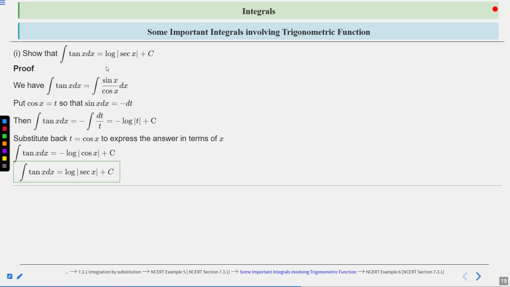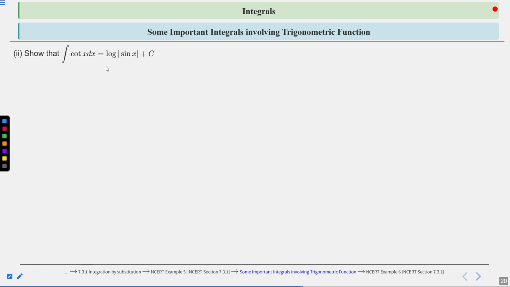Which can be easily written as the integration of tan x dx is equal to log mod sec x plus c. So this is basically the proof of the given formula. Hope it's clear to all. Let us discuss the next part.